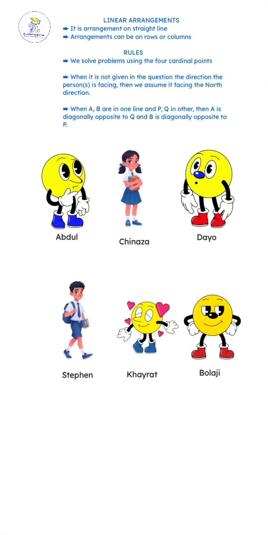Linear arrangement on a straight line. So arrangement can be rows or columns. What's a row? A row is a horizontal straight line.